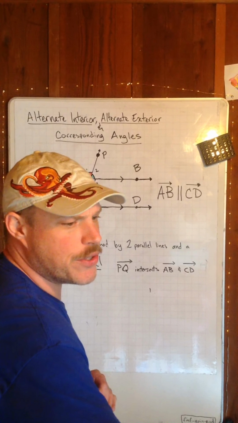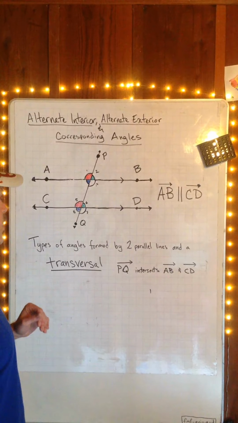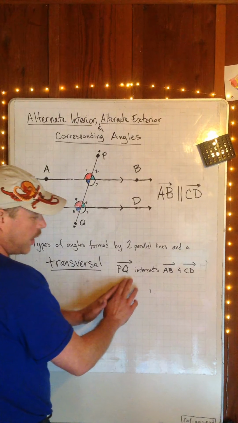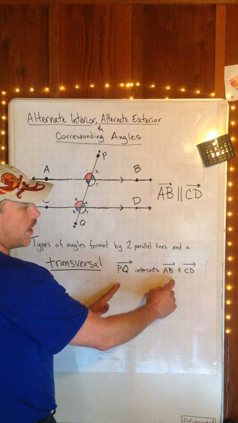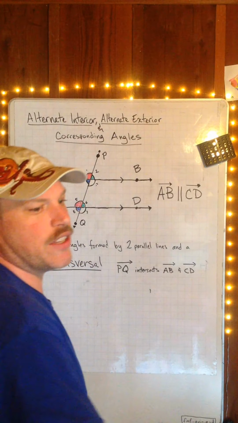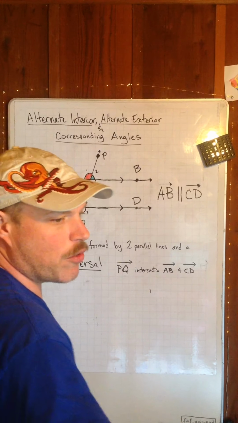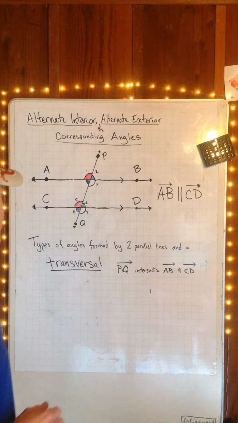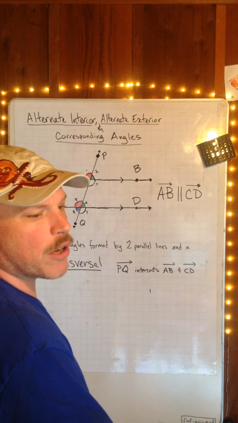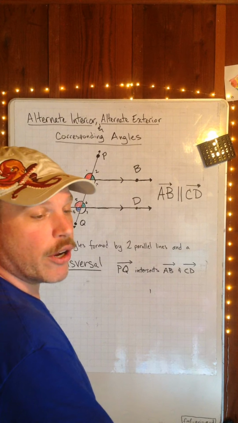So, you see that we have 2 parallel lines, line AB and line CD. We have a transversal, that's line PQ, and line PQ intersects AB and CD. Now, in that intersection, it creates a whole bunch of angles. Some of them are alternate interior, some of them are alternate exterior, and some of them are corresponding. So I'm going to move to page 33 now, if you're following along in your book.